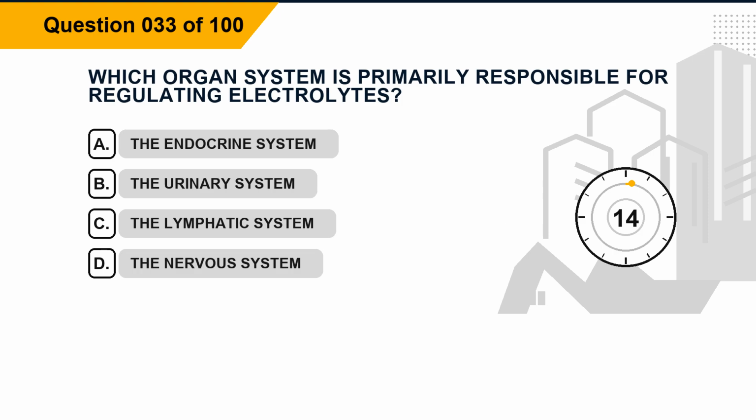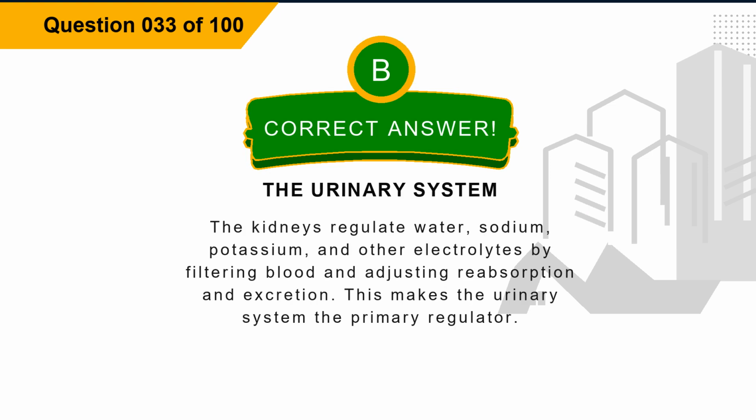Question 33. Which organ system is primarily responsible for regulating electrolytes? Option A, the endocrine system. Option B, the urinary system. Option C, the lymphatic system. Option D, the nervous system. The correct answer is option B, the urinary system. Explanation. The kidneys regulate water, sodium, potassium, and other electrolytes by filtering blood and adjusting reabsorption and excretion. This makes the urinary system the primary regulator.